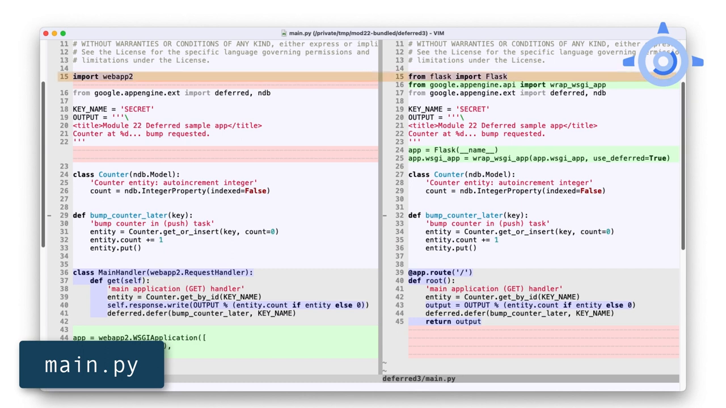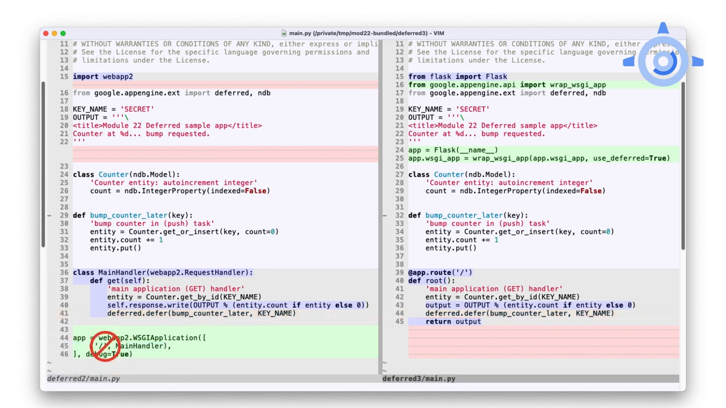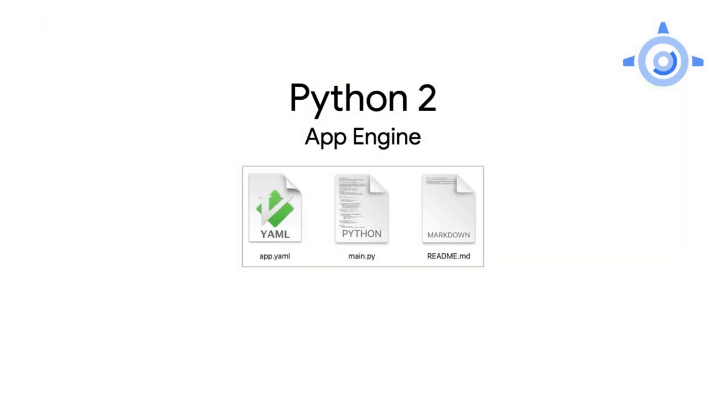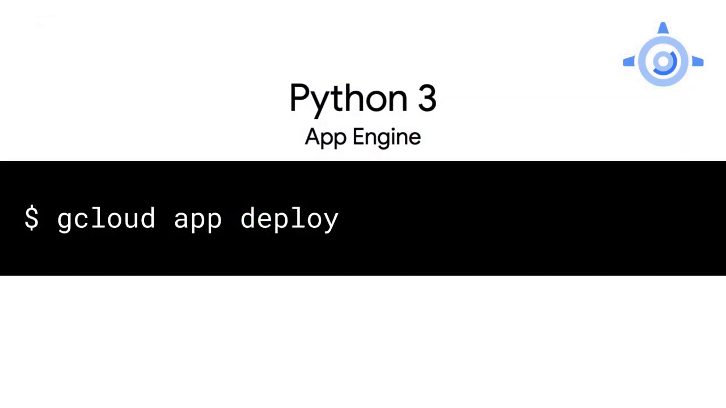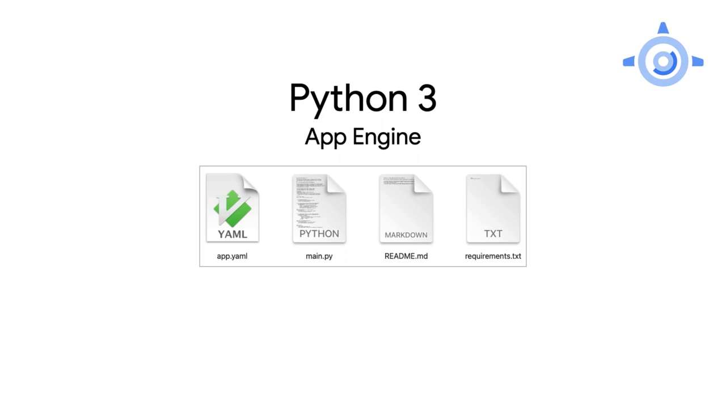Replace WebApp2's import with Flask and add an import of the WSGI wrapper. Instantiate Flask like usual, then call the WSGI wrapper, but one difference here is to pass in the useDeferred parameter with a true value to enable the deferred service. The basic counter and its increment function stay identical. Now replace the WebApp2 main handler class with a Flask main handler function. The call to defer execution of the counter bumper is identical on both sides. Last but not least, remove the WebApp2 routing table. As with Blobstore, feel free to deploy either deferred app and discover that they both work identically.